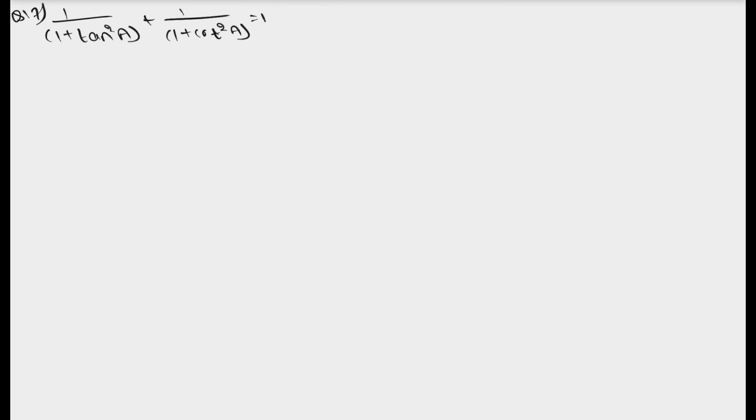Next question we have is question number 17, which is 1 by 1 plus tan square A plus 1 by 1 plus cot square A. We need to prove this, or simplify this to get our answer as 1, and we have our identities, that 1 plus tan square A can be written as secant square A, right? And again this denominator, 1 plus cot square A, can be written as cosecant square A.